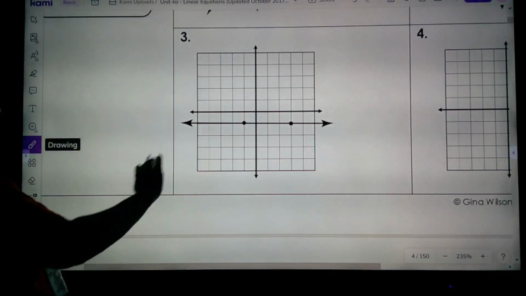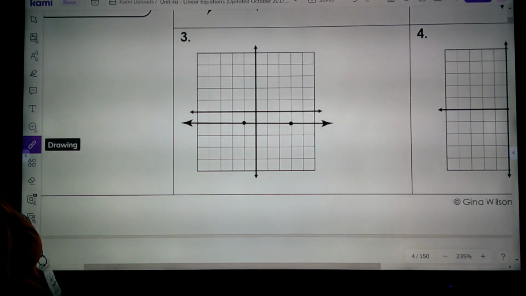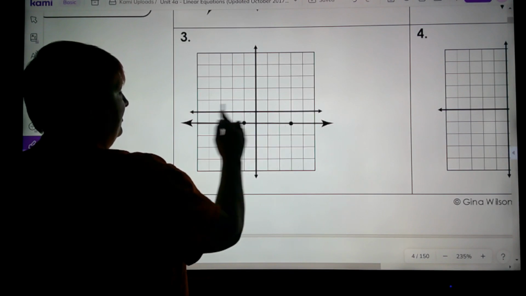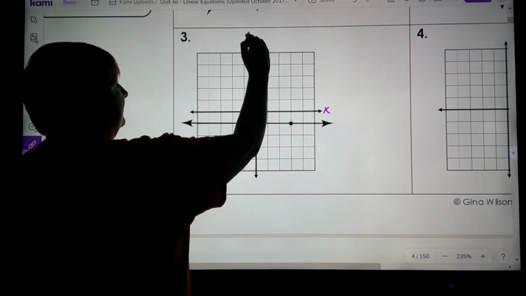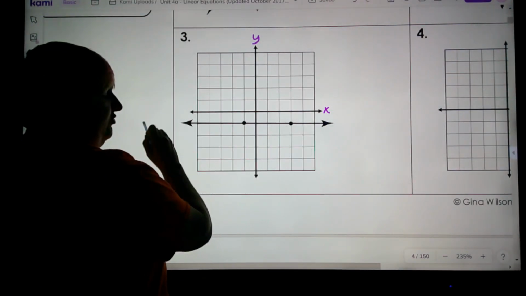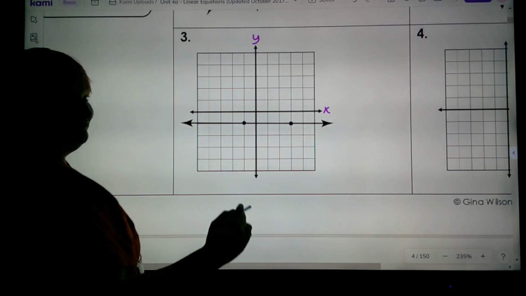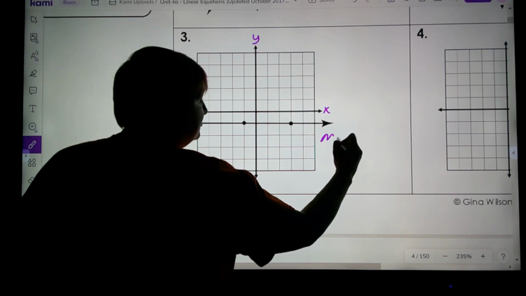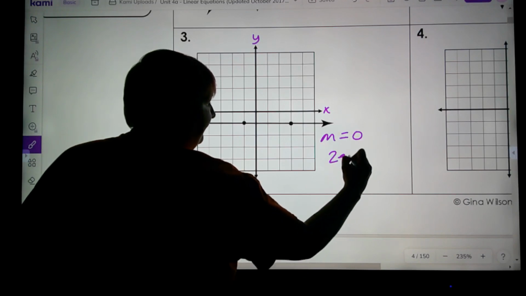Just looking at this one, we already know the answer. Right? This is your x-axis. This is your y-axis. This is your slope. It's a flat line. It's 0. So your slope is 0. Zero slope.